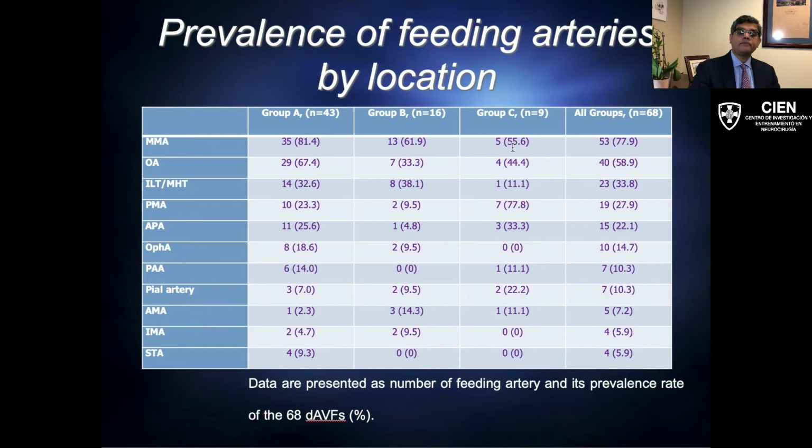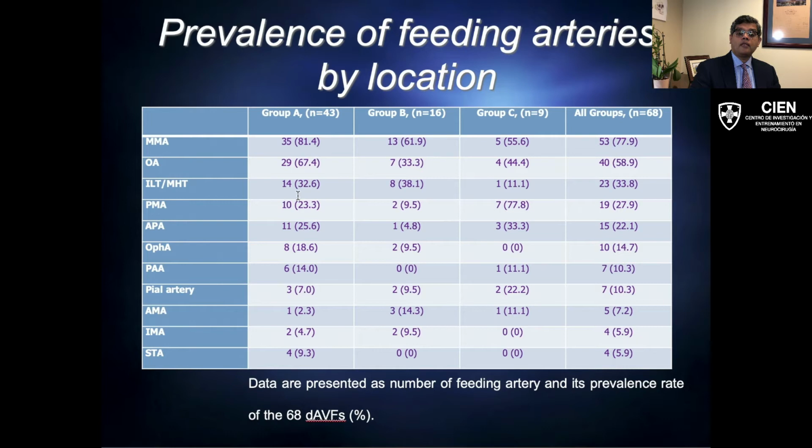The other artery that supplies a lot of this is the occipital artery. You can see that the occipital artery supplied at least two-thirds of this, whereas in the other groups, it's much smaller. And then when you come to the meningohypophyseal trunk or the internal carotid artery, you can see that group B has a significant supply from it, along with the other arteries.